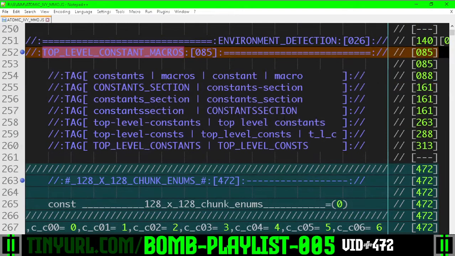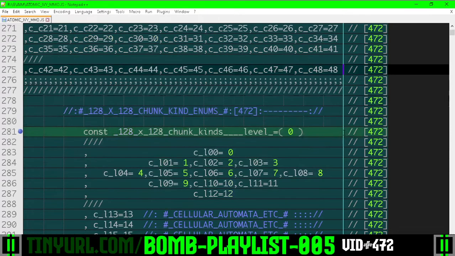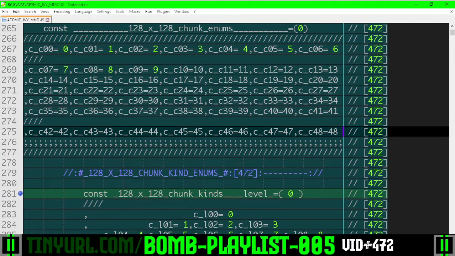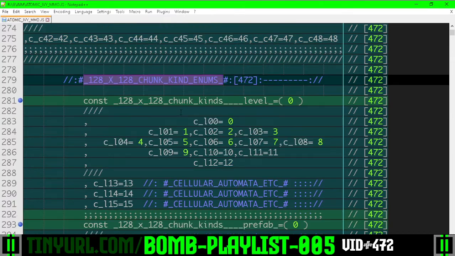So in top-level constant macros, we have defined chunks 0 to 48 for the 49 chunks within our 7 by 7 grid of 128 by 128 chunks. Then we want to further distinguish what these generic chunk types mean. So we have chunk kind enums.